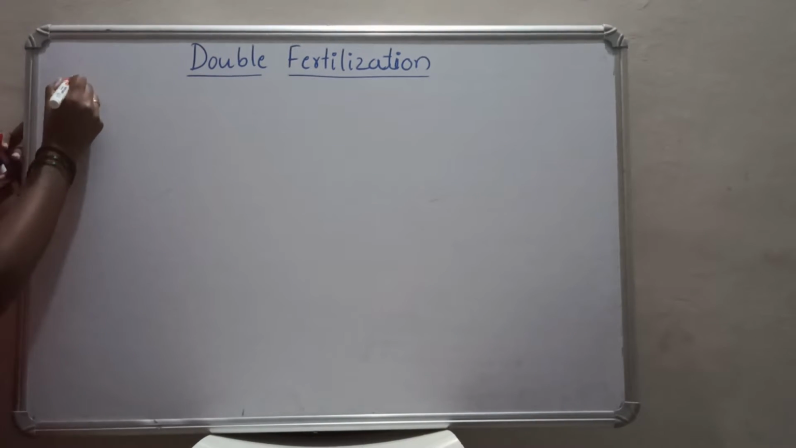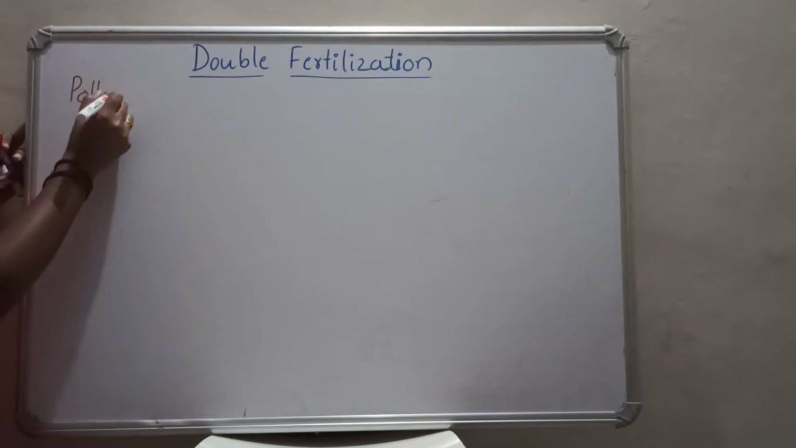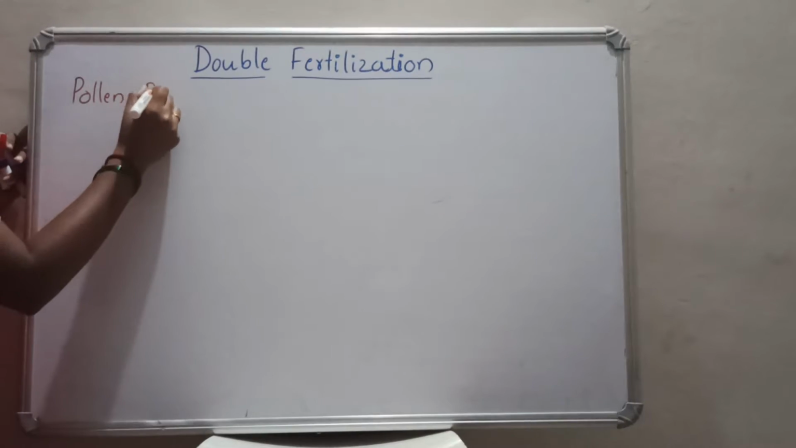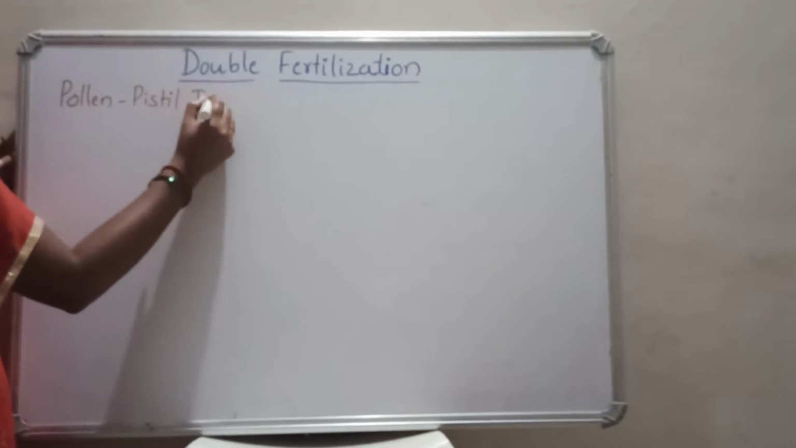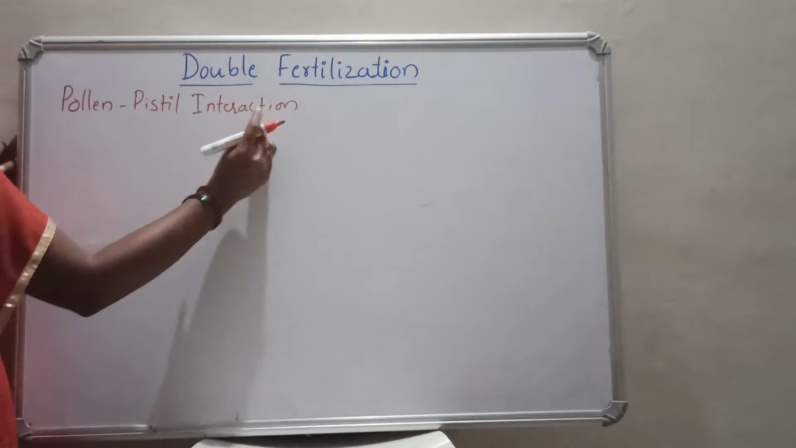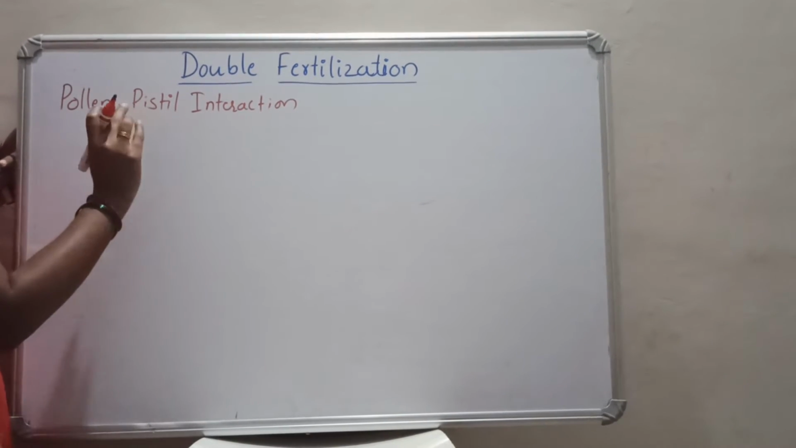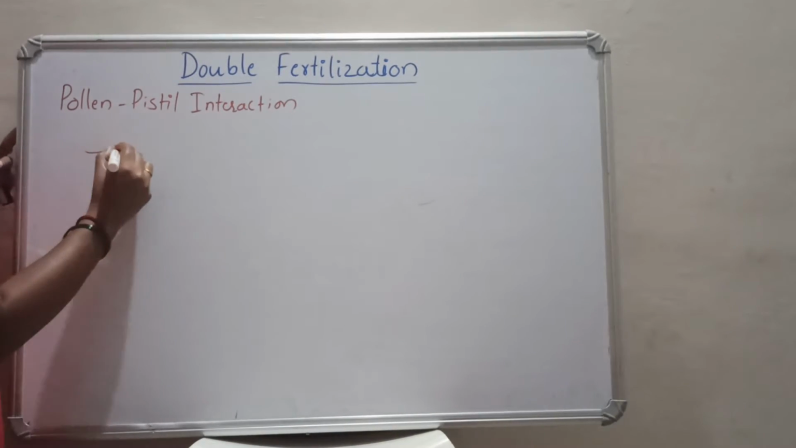Welcome back. From the last class, we have started discussing pollen-pistil interaction. Pollen-pistil interaction means the pistil accepts only the compatible pollen grain. Compatible means the same type of pollen grain. It allows only the same type of pollen grain.